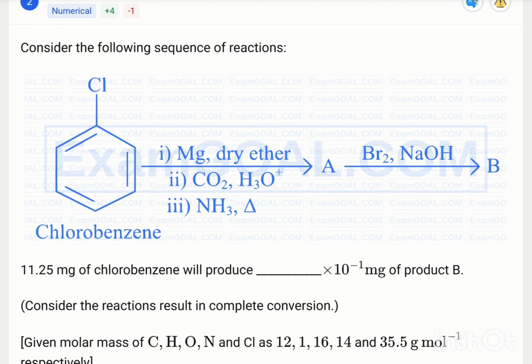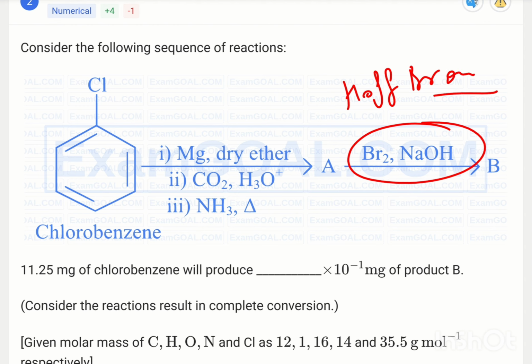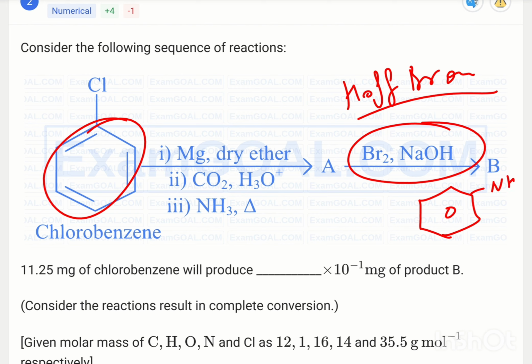So, next question. Consider the following sequence of reactions. This is my Hofmann bromamide degradation reaction, and in this case, if benzene is here, definitely I am getting aniline, if I am not wrong. So we will not go through this, directly I will get this. Now what is the question?